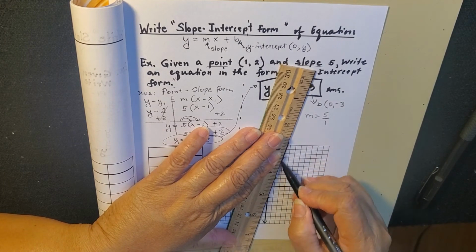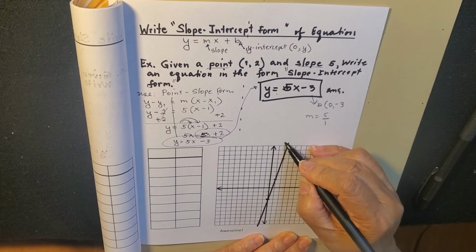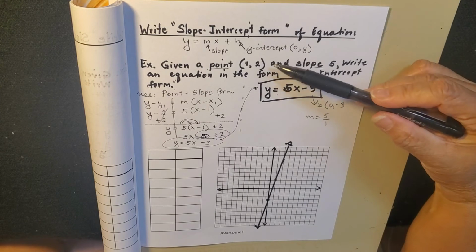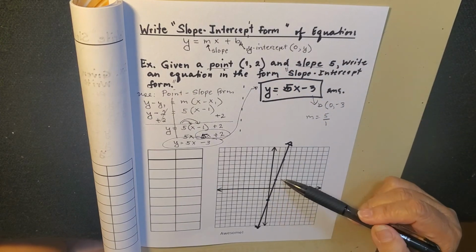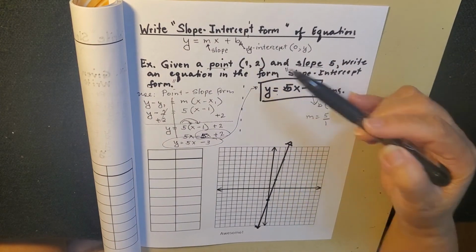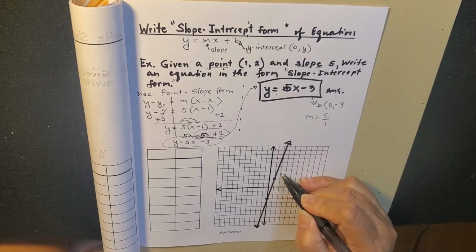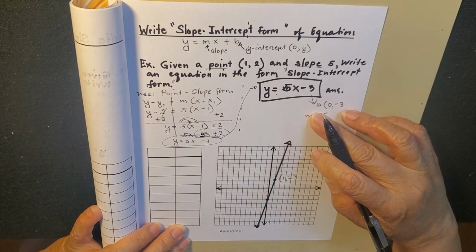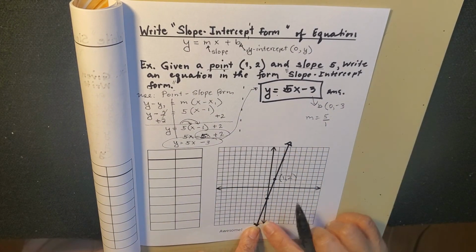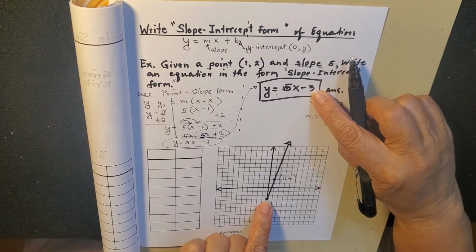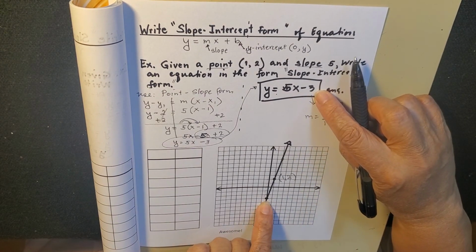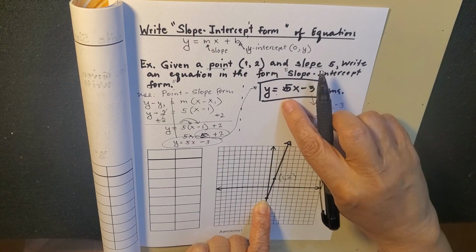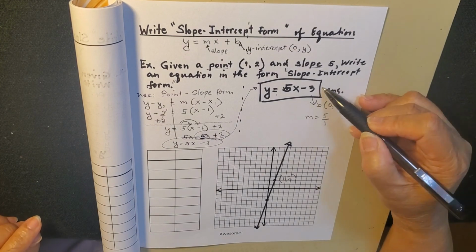So, here is the graph of this problem. The slope is 5 over 1. It should contain (1, 2). Let's see if it does. Oh, there you go. It contains (1, 2). And if you look at the graph, the y-intercept is negative 3. There you go. And the slope is 5 over 1. But this is our answer.